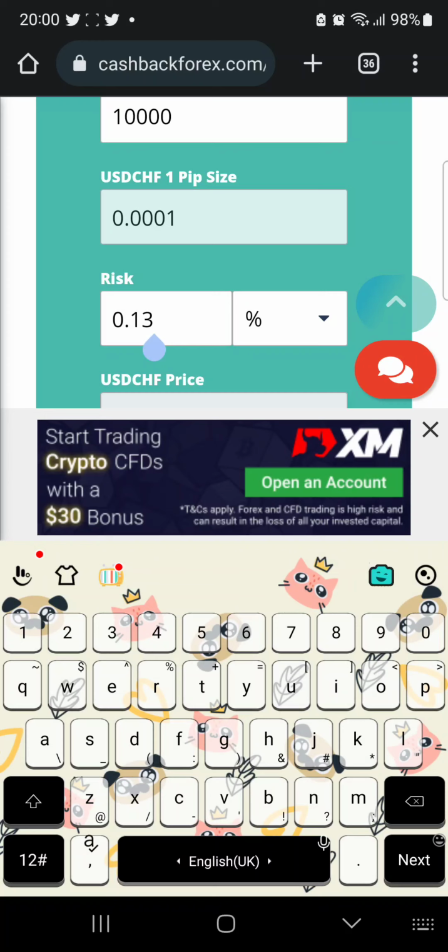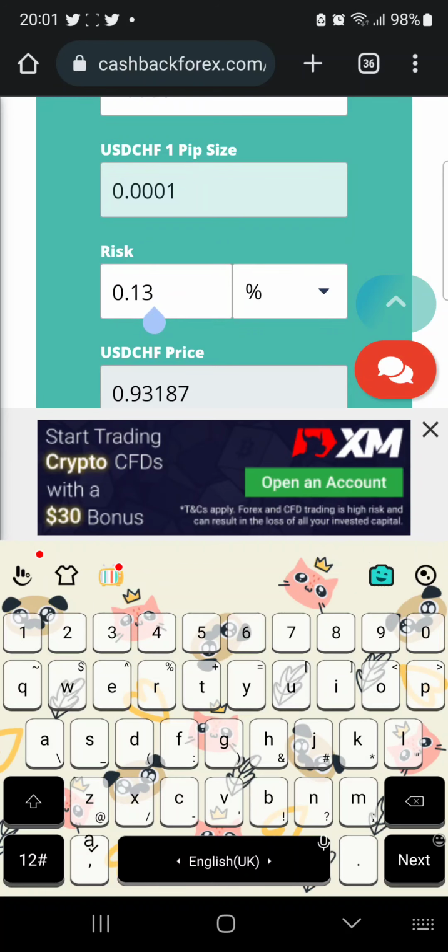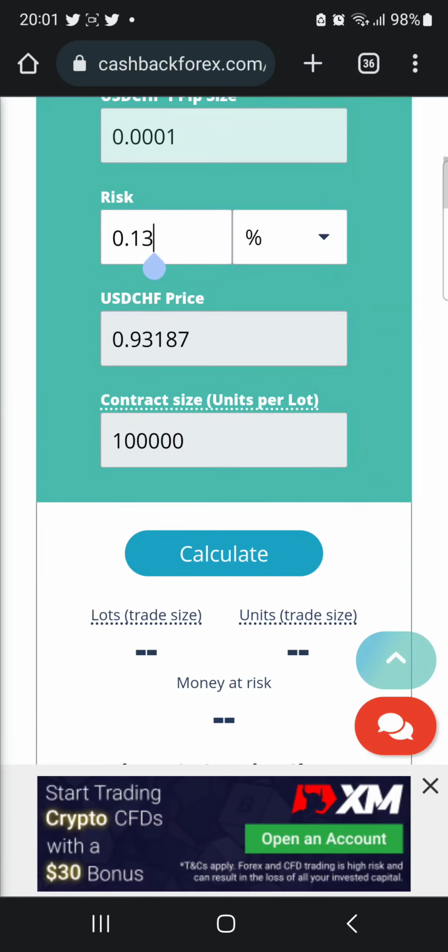Now, let's say I want to risk 0.2% of my money. All right, I'll put it here. But for here, I want to risk 0.13% of my money. Once you put it here, then leave this one. Don't touch this. Okay.